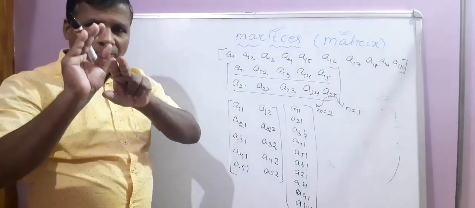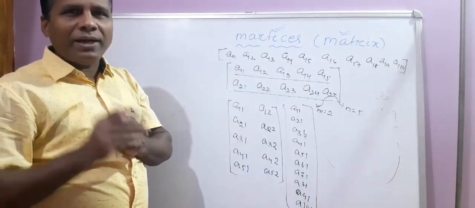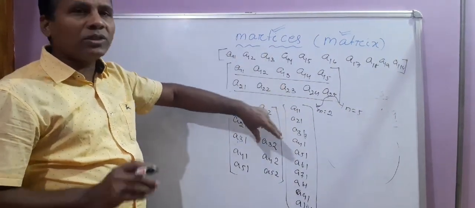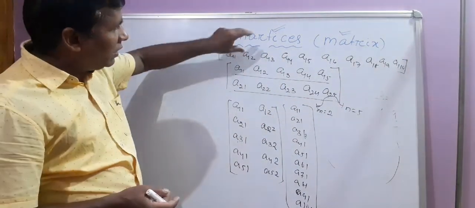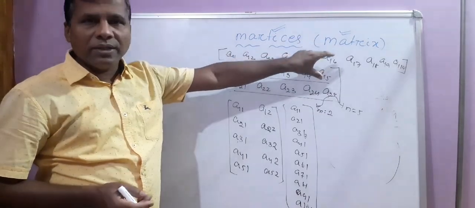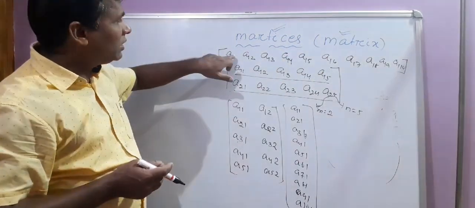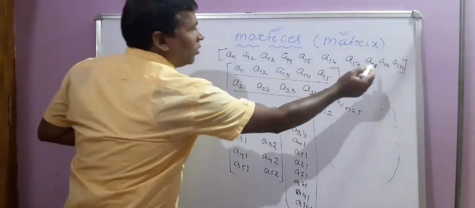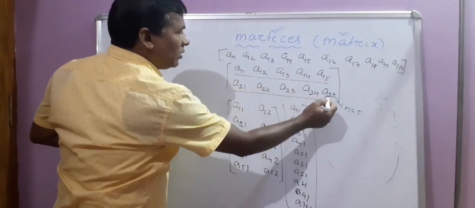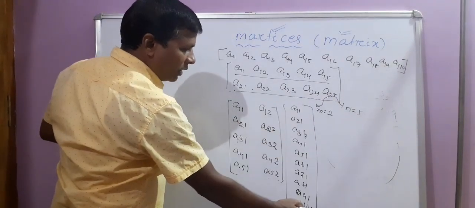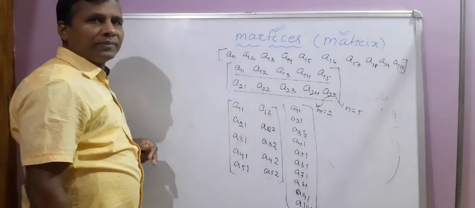So by using 10 entries, we can arrange 4 different orders of arrangements. Each kind of arrangement is known as one order. This order is 1 cross 10, this order is 2 cross 5, this order is 5 cross 2, and this order is 10 cross 1.